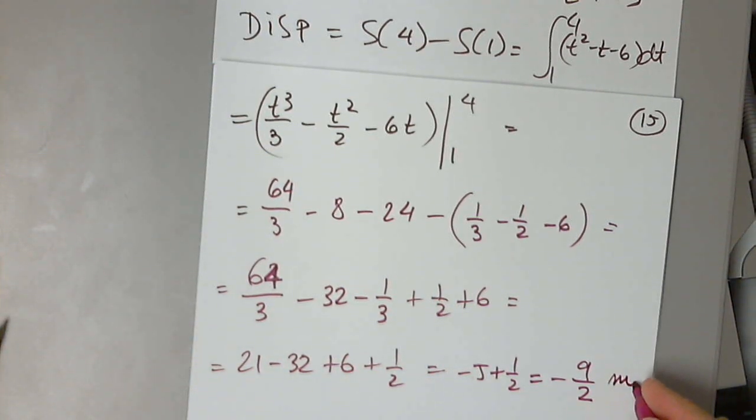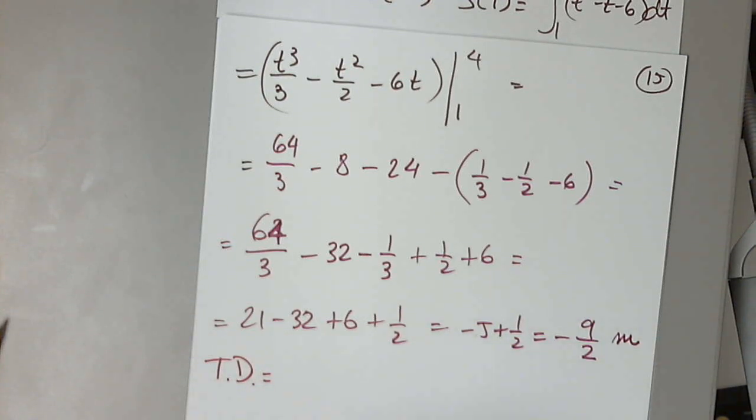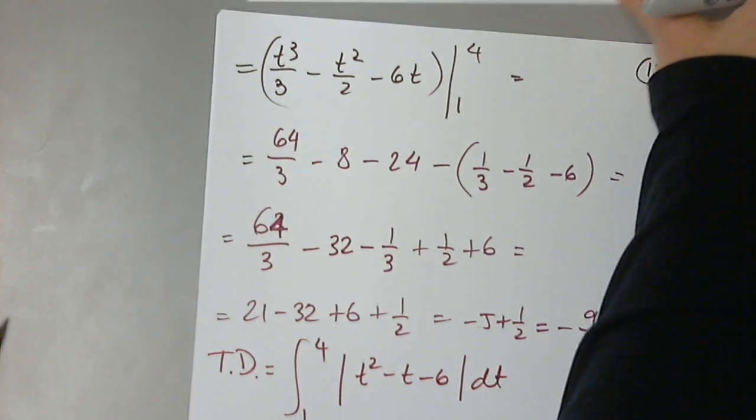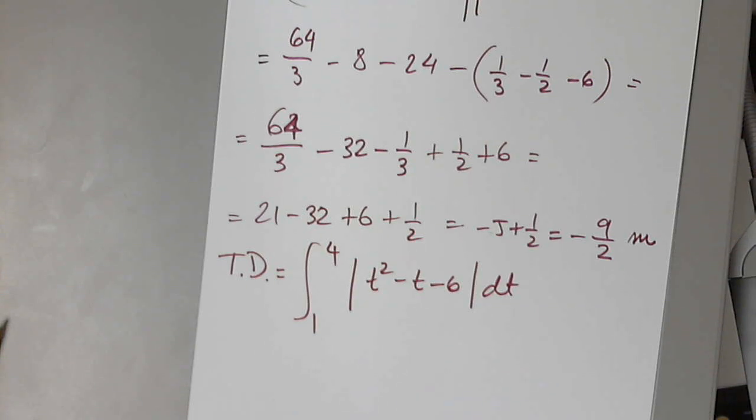It means that the particle moved 4.5 meters towards the left. Meters. Now we're asked to find the total distance. But the total distance is a totally different story. It's the integral of t squared minus t minus 6 in absolute value dt. I can't start just yet. What do I have to do first? Evaluate the absolute value. Yes, show the two options for the absolute value.